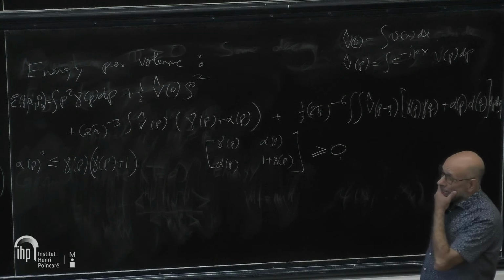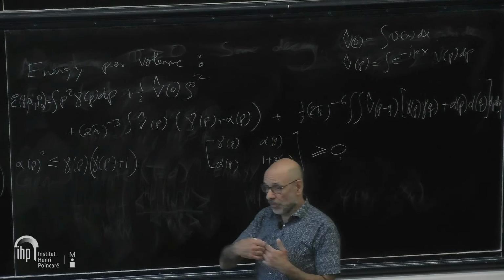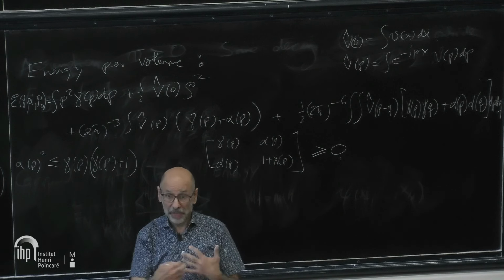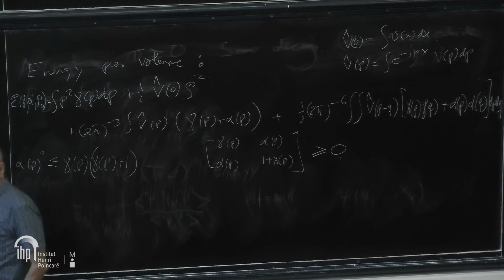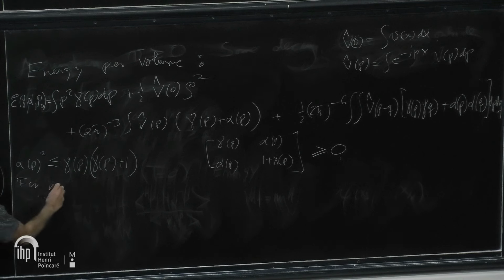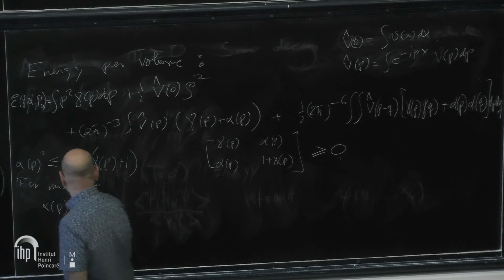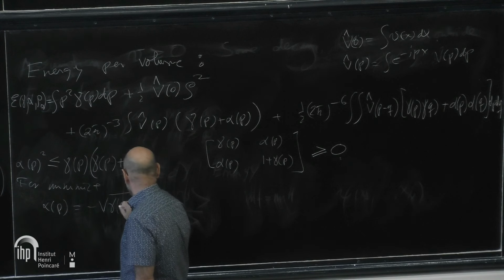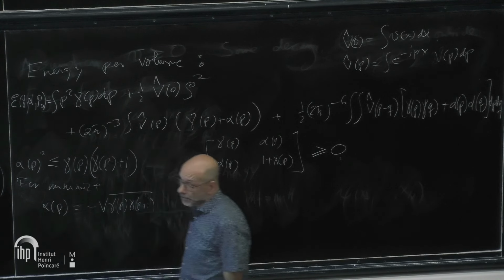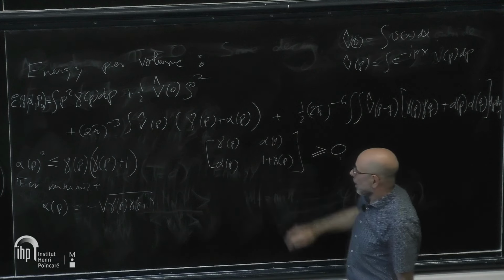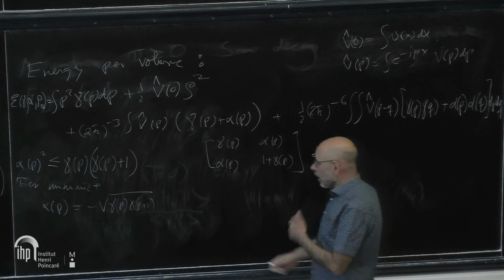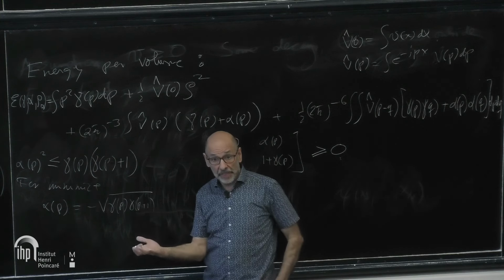And the point is that you're actually getting it from a range where, as Bogolyubov said, you should think of A being very small. So you should think of the gamma being very, very small. And for the minimizer, we will have alpha of P being equal to minus the square root of gamma of p times gamma of p plus 1. That's really to try to minimize this term here. And we want to think of gamma being very, very small.